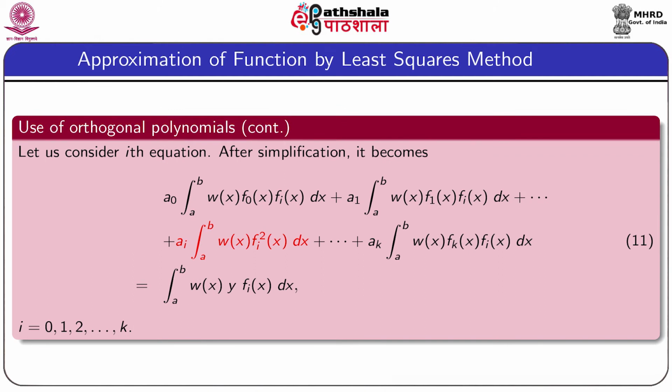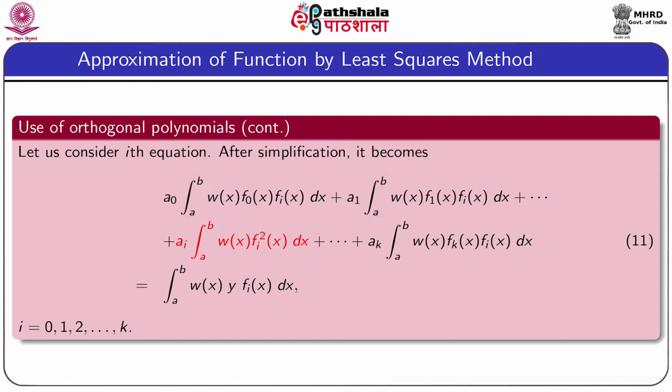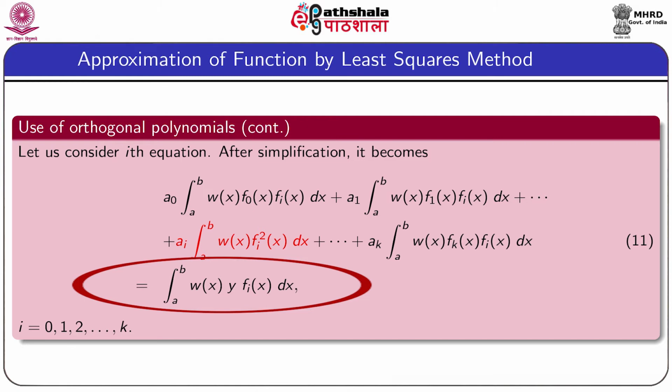Let us consider the ith equation. After simplification, the ith equation becomes a0 integration a to b w(x) f0(x) fi(x) dx plus a1 into integration a to b w(x) f1(x) fi(x) dx plus dot dot dot plus ai into integration a to b w(x) fi square(x) dx plus dot dot dot plus ak integration a to b w(x) fi(x) into fk(x) dx equal to integration a to b w(x) y into fi(x) dx.